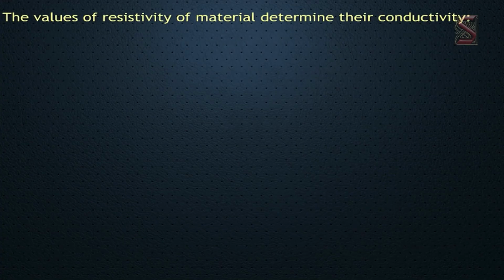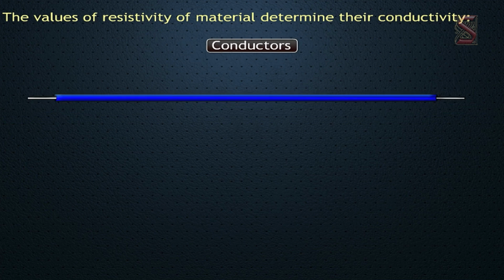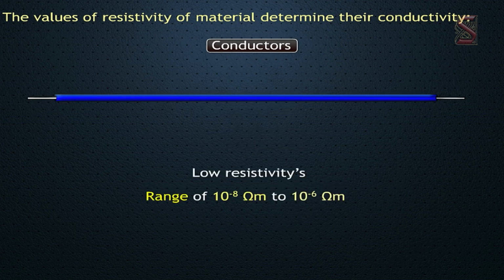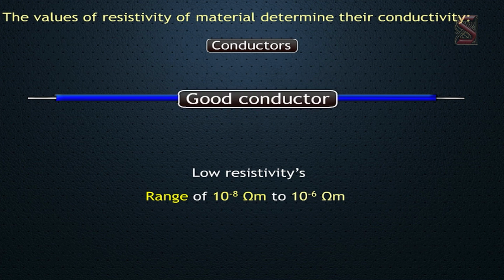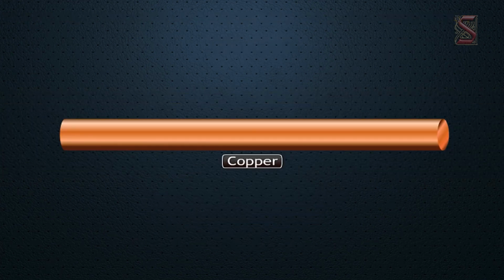Materials are classified as conductors, insulators or semiconductors according to their electric conductivity. The values of resistivity of material determine their conductivity. For example, the conductors have low resistivities in the range of 10 to the power minus 8 ohm meter to 10 to the power minus 6 ohm meter. Metals with low resistivity behave as good conductors. Metals such as copper are therefore used for making electric wires.